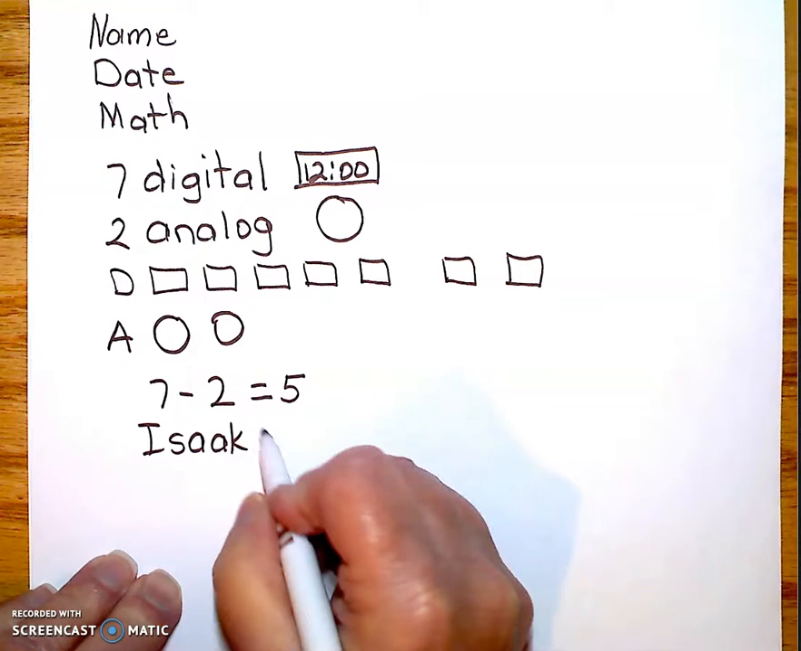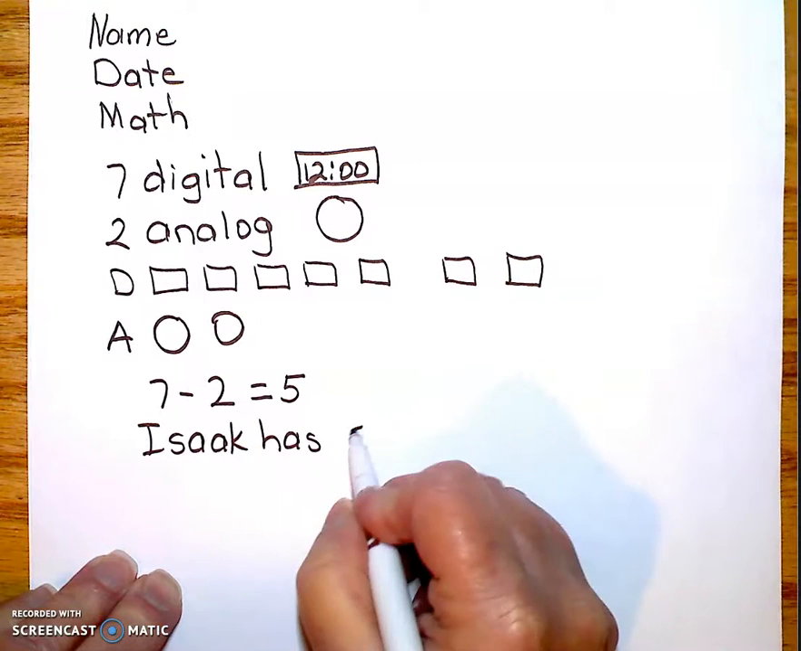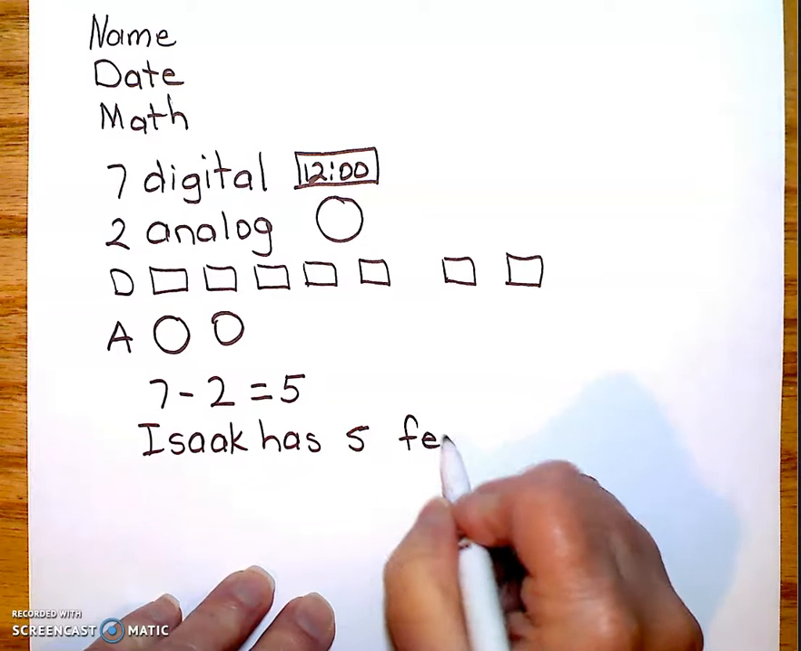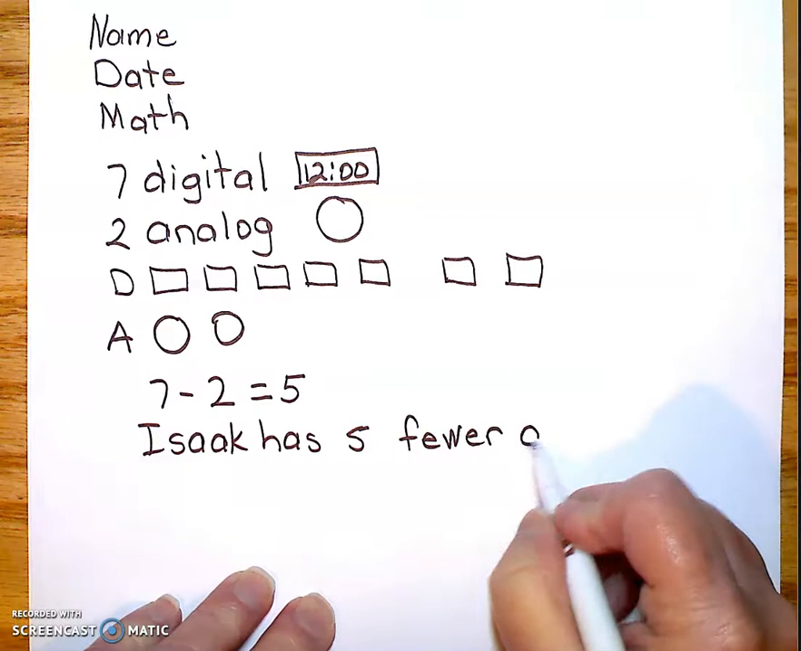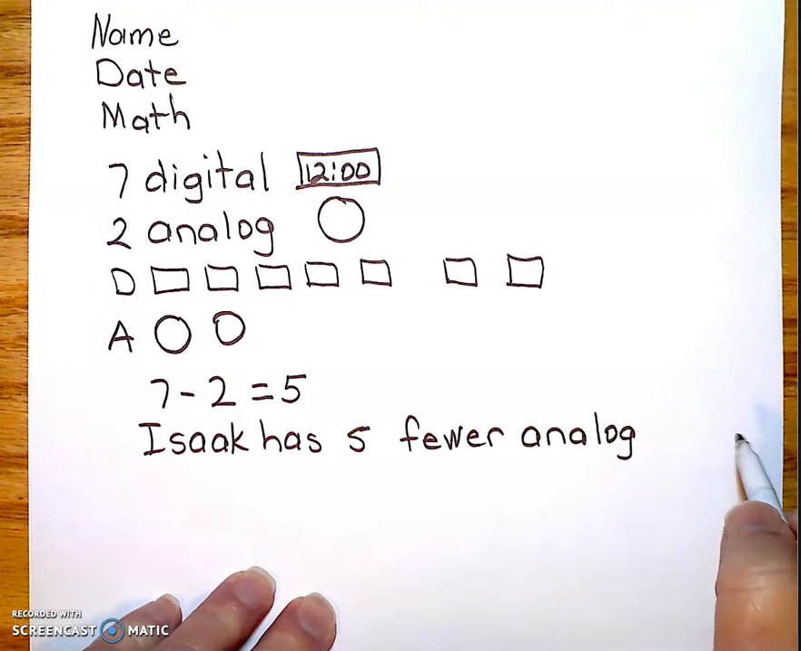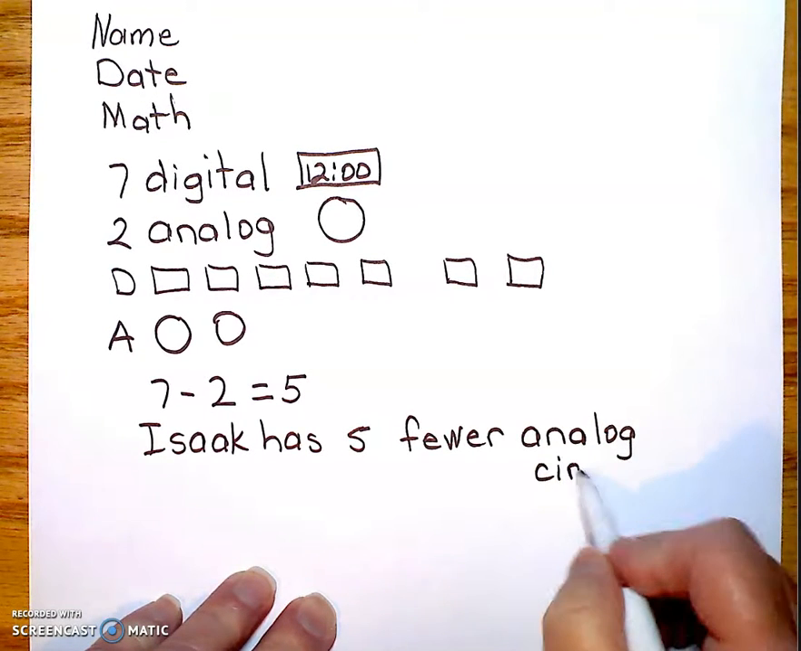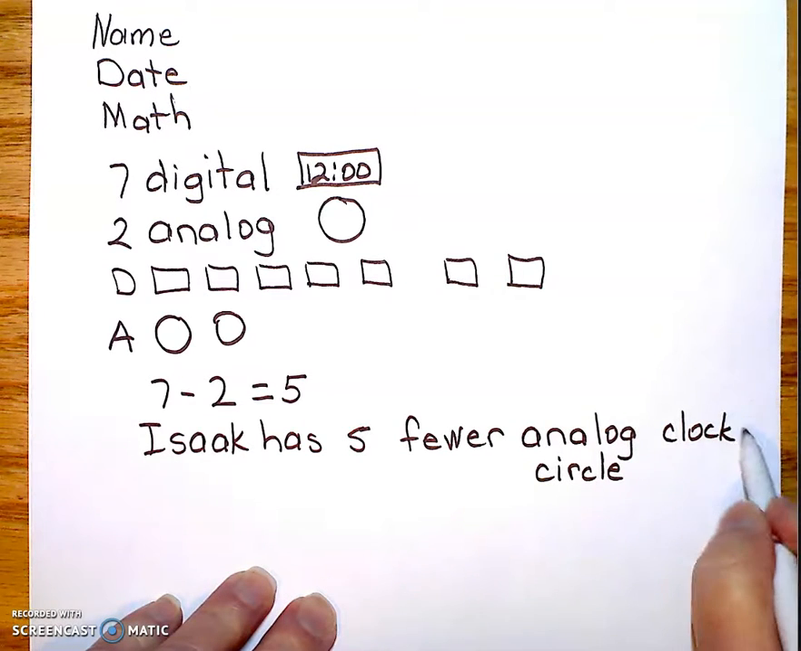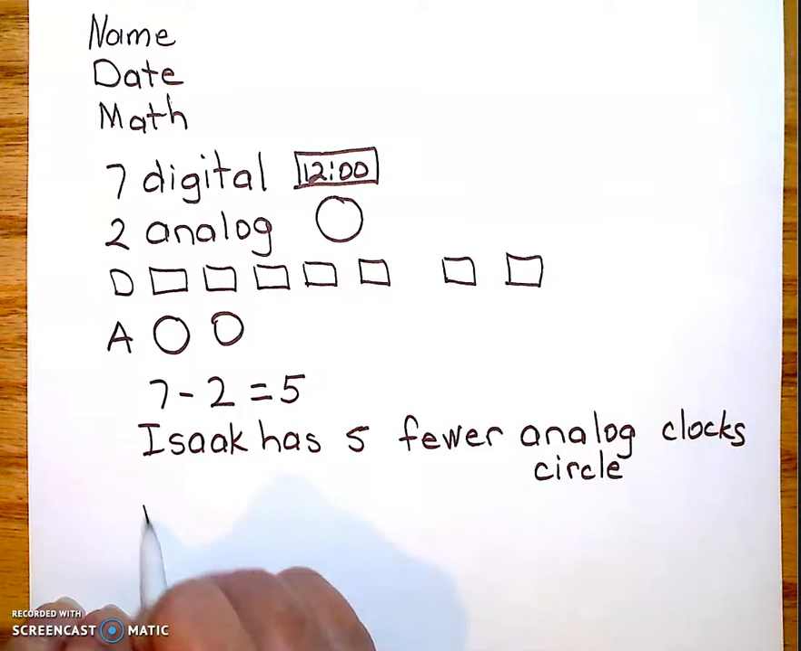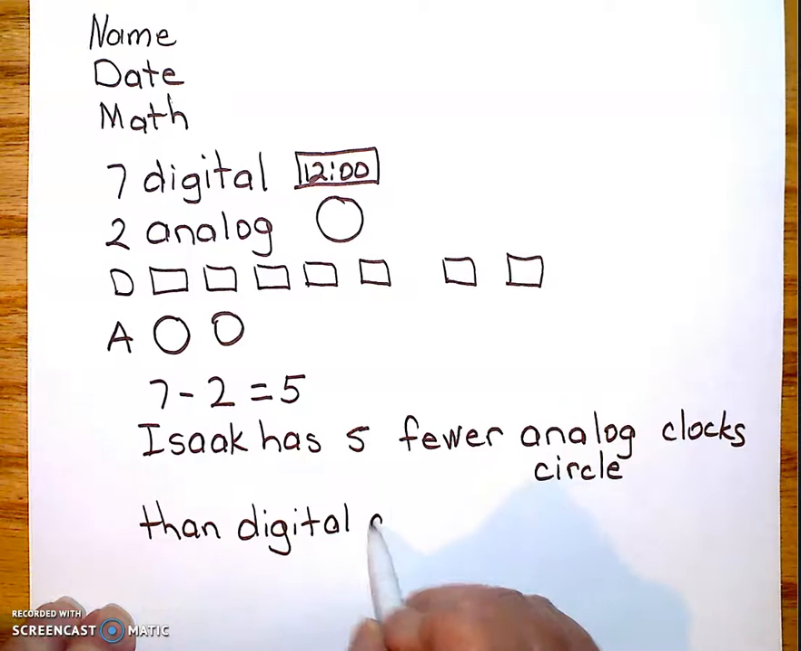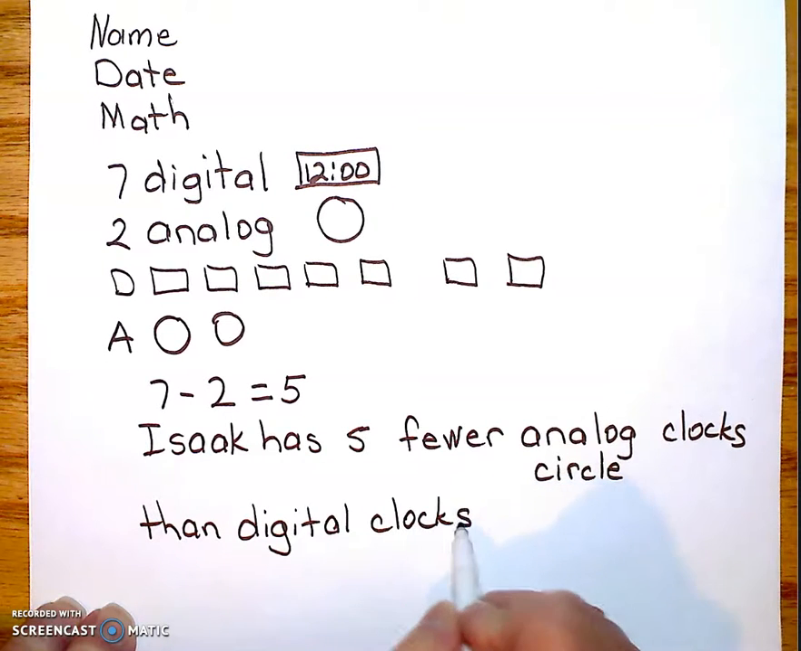Isaac has 5 fewer analog, or you can say circle, clocks and digital clocks.